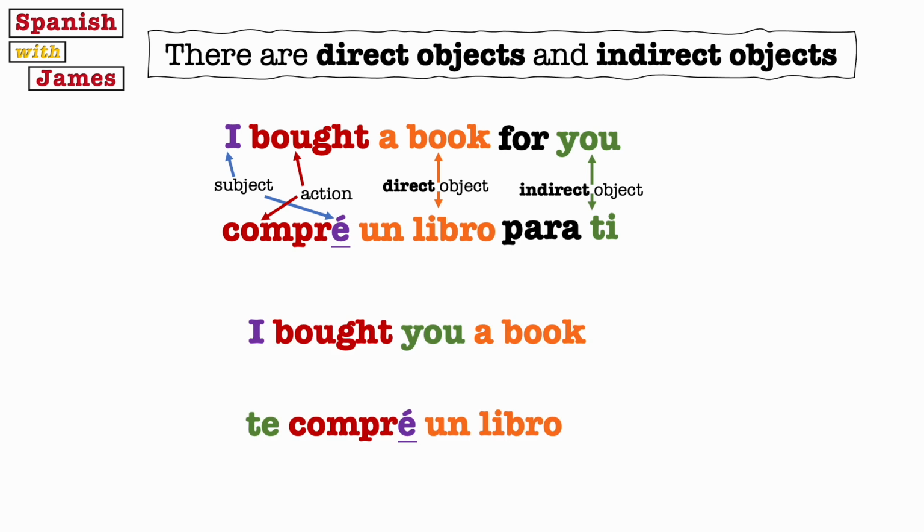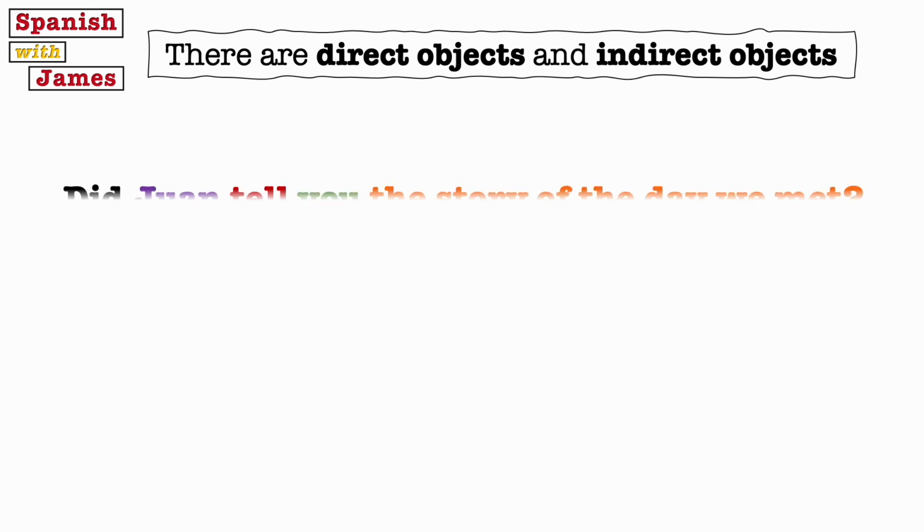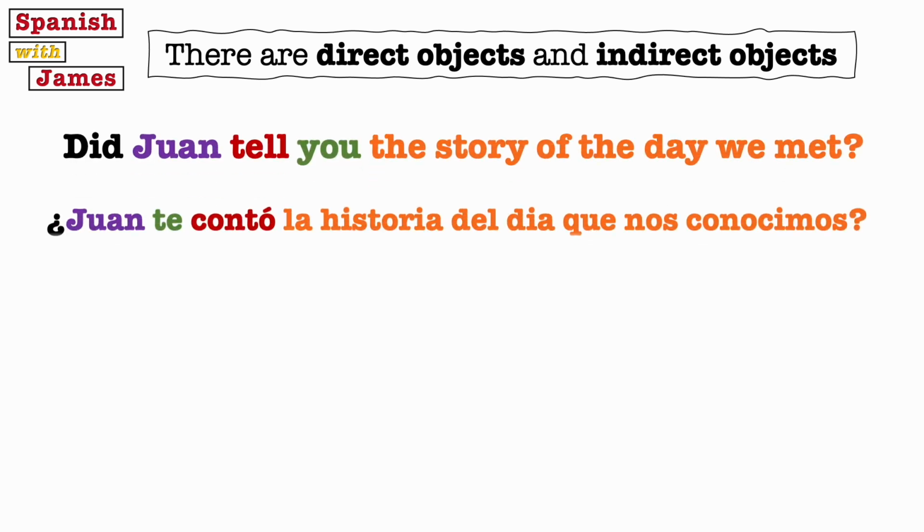In English, instead of saying I bought a book for you, to be more efficient, I might say I bought you a book. The action is still buying. The subject is still I. But now we have it very clearly the direct object and the indirect object. So not all sentences have both. If I buy something, it's just one object. If I buy a coffee, the coffee's been bought. If I buy my mum a coffee, then I've bought coffee, the direct object, for my mum, the indirect object. Now if someone were to ask me, did Juan tell you the story of the day we met?